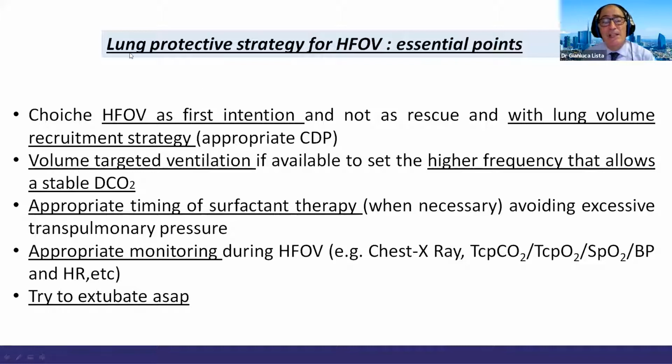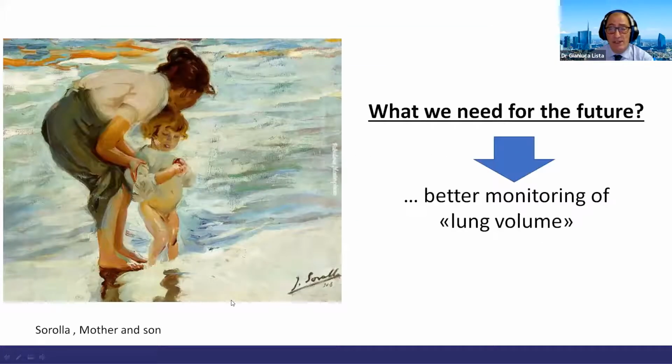In order to summarize how high-frequency oscillatory ventilation could be lung protective: when it is chosen as a first intention, when it is started as a lung volume recruitment strategy, when we can associate the HFOV with volume targeted ventilation, and when we try to use the highest frequency that allows a stable DCO2, when we are able to research the appropriate timing for surfactant therapy, when we use appropriate monitoring, and when we try to extubate the patients as soon as possible.